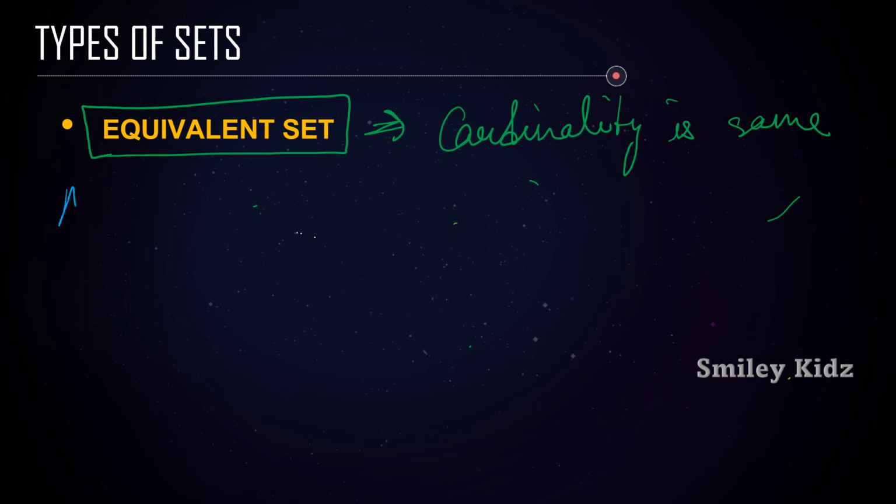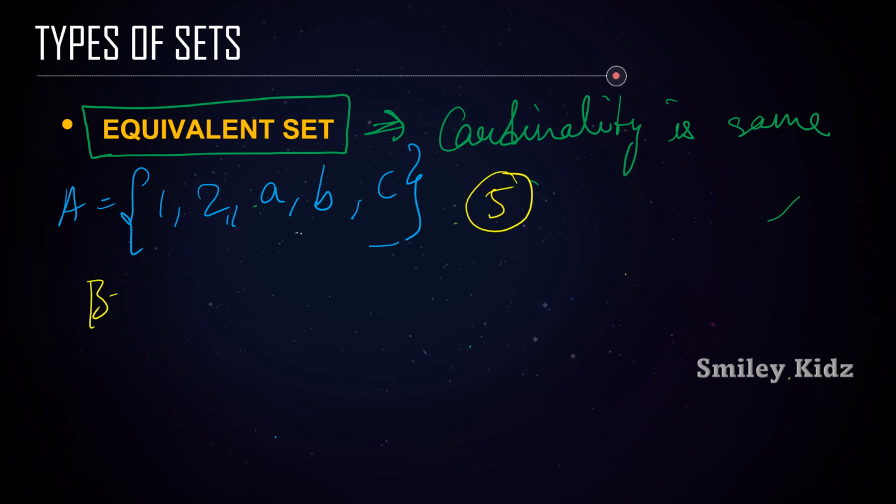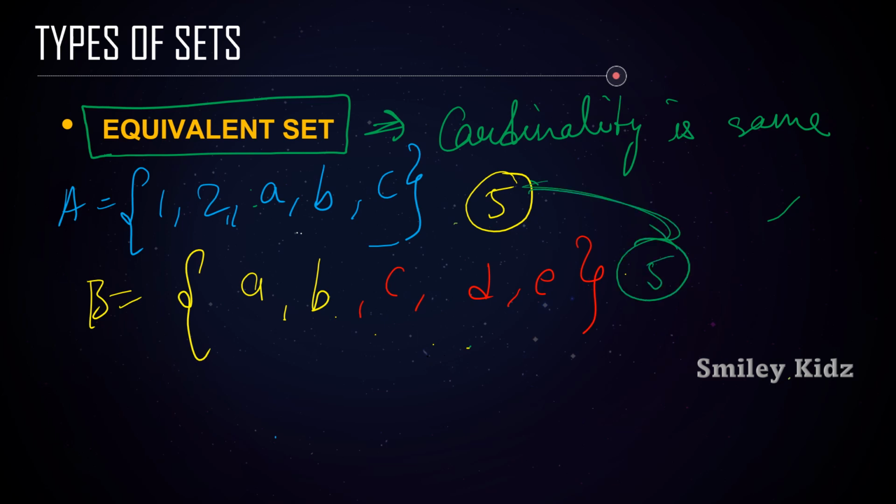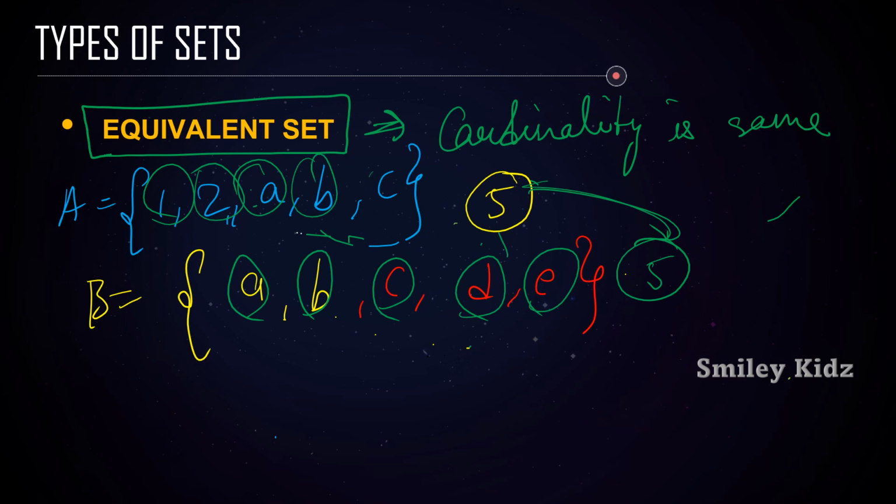Now I'll say A is equal to 1, 2, A, B, C. Now here my cardinality is 5. Put this aside. Let's say B is equal to A, B, C, D, E. Now I'll ask you if these two sets are equivalent. Now you'll say definitely they are equivalent because their cardinality is same, isn't it? 1, 2, 3, 4, 5. 1, 2, 3, 4, 5. So since their cardinality is same, they are equivalent sets.